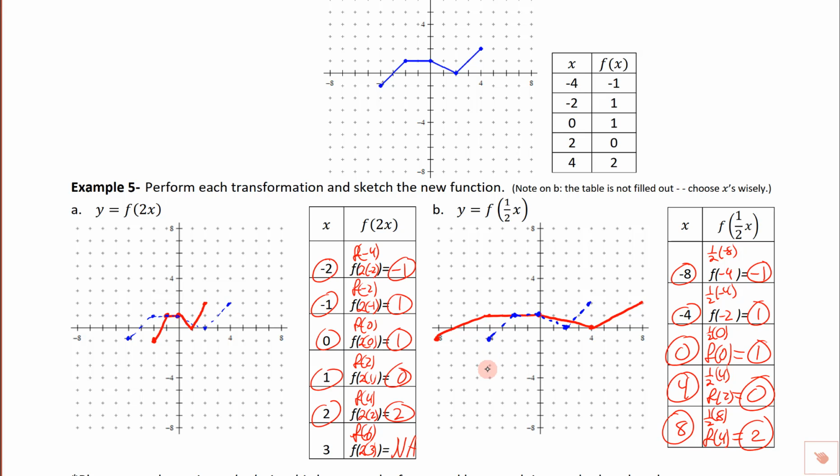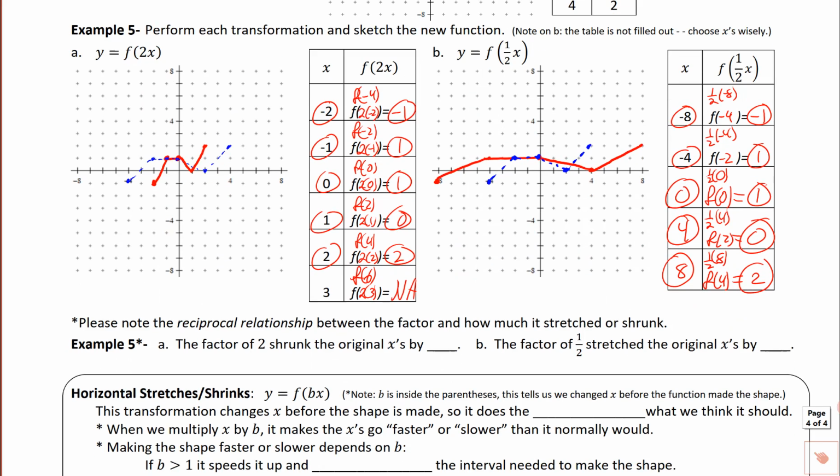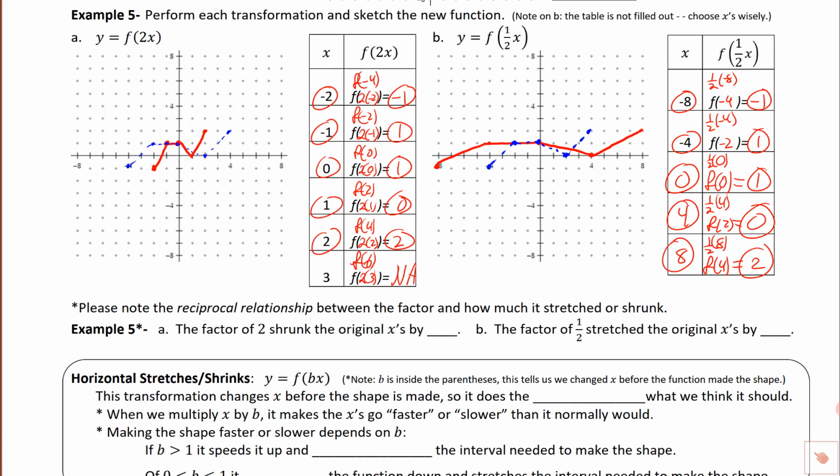And take a look at what's happened here. So this was at 4, 2. It's all the way out here at 8, 2. This was at -4, -1. It's all the way out here at -8, -1. Now you'll notice that the y values didn't change on either one of these. What changed were the x values. Okay, so we're going to slide down here and let's talk about what happened.